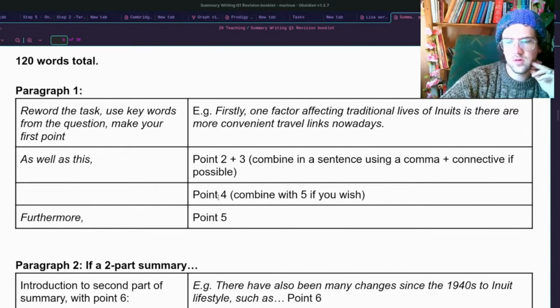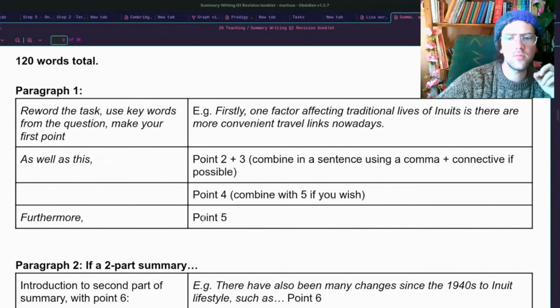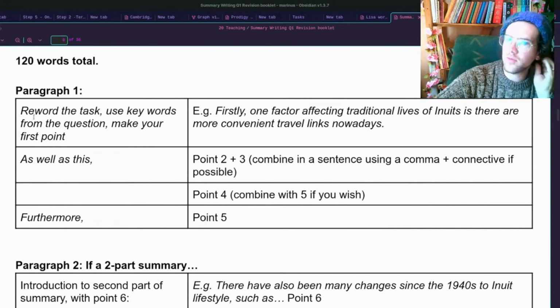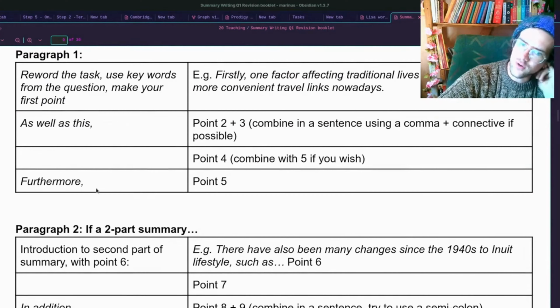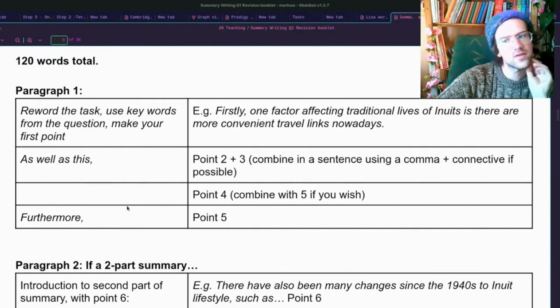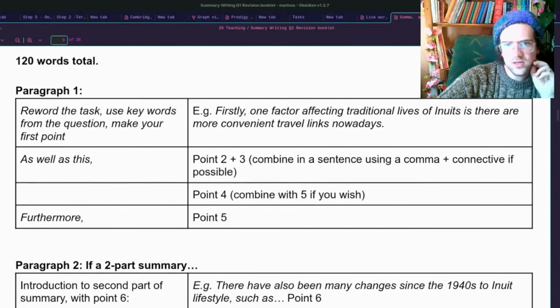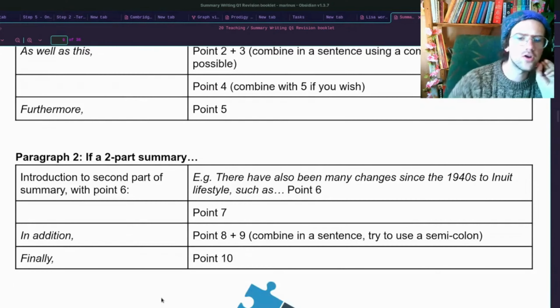So, points 4 and 5 you can combine if you wish, but you can keep them as separate points. But you connect them with "furthermore", and then you put your last point. Okay? And then if it's a 2-part summary, you're going to basically do the same thing, just using different connectives. You can't just keep using the same connectives. Does that make sense? Yeah. Paragraph 1 is going to be your one point that they asked you, the one stream, and paragraph 2 is going to be your second stream.